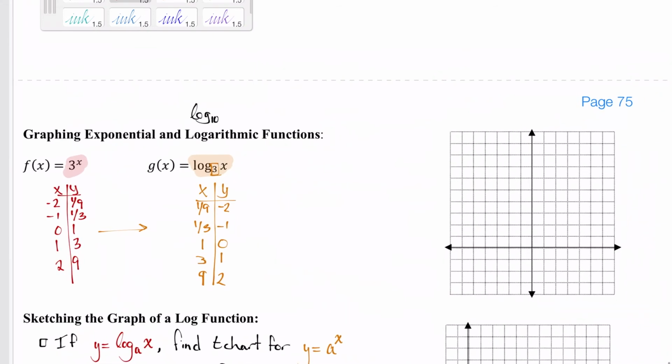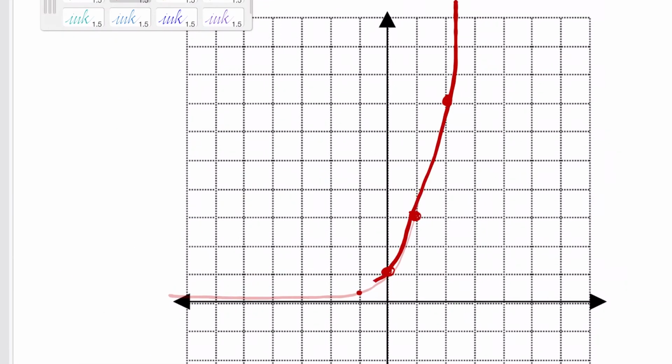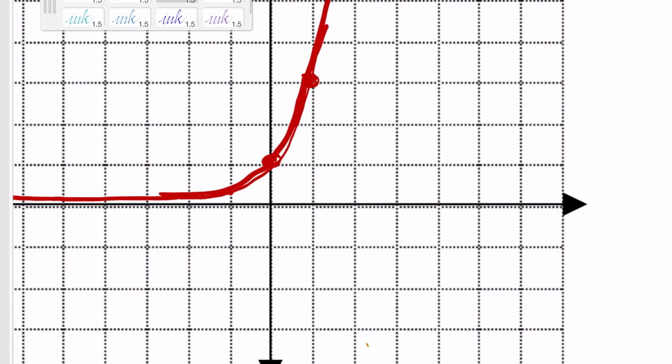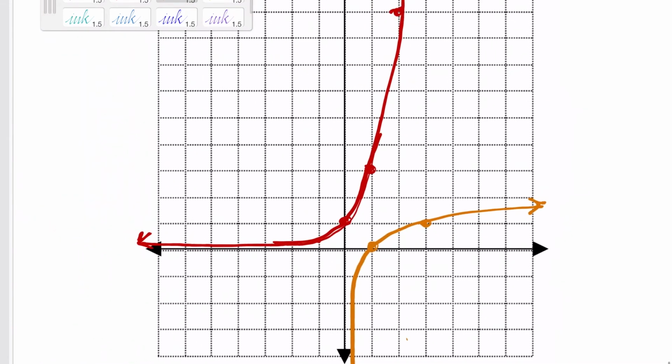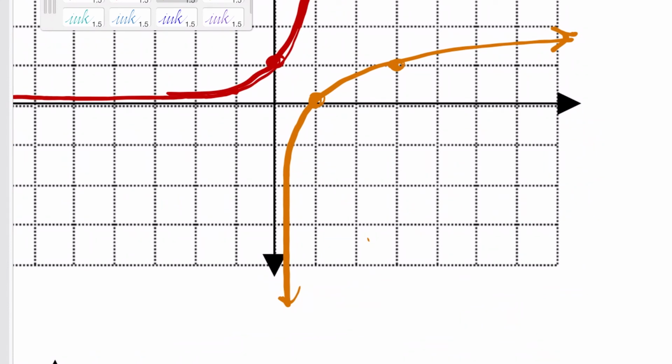So when I graph these, I'll graph my exponent first. And then I can graph the logarithmic, using that t-chart. We can see that they reflect over the y is equal to x line. We can also see that as I keep plugging in smaller and smaller fractions, we're going to get closer and closer to where x is equal to 0, and we're not actually going to cross it. So this is kind of a fun fact about our logarithms. We can't plug in anything that is negative.